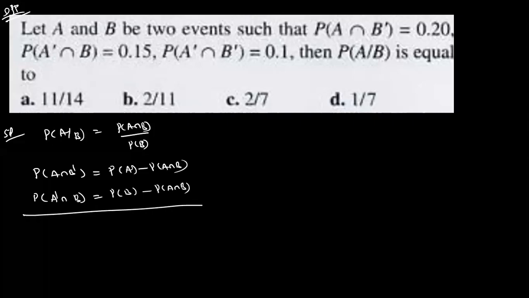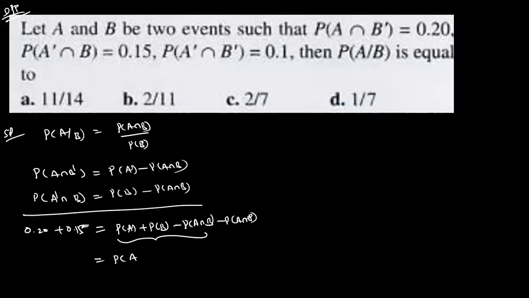Add them. How much is coming? 0.20 plus 0.15 is equal to P of A, which we don't know, plus P of B minus P of A intersection B minus P of A intersection B. P of A intersection B is repeated, but how do we write this value? P of A union B. 0.35. So what is the value of P of A union B?